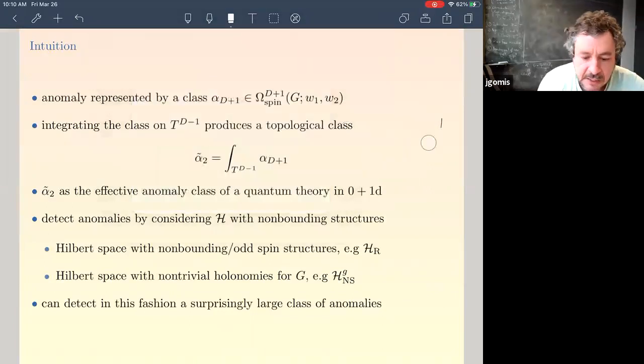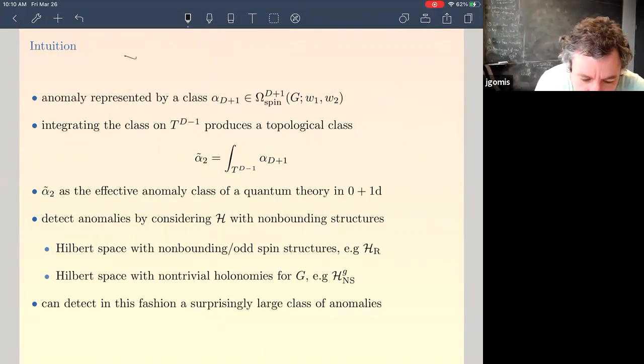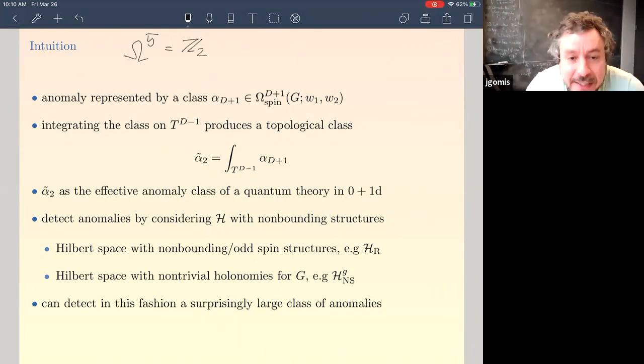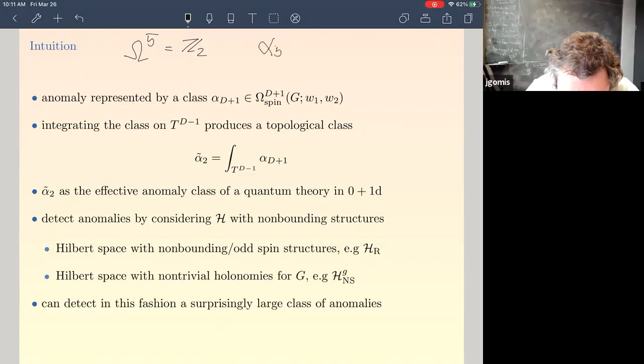So the Witten anomaly is an anomaly that can happen in systems in 3+1 dimensions that have an SU(2) symmetry. Now, it's known, so it's classified by a certain cobordism group in 5 dimensions, which actually happens to be a Z2. You can write down very concretely what this cobordism class is, the analog of the anomaly polynomial for this class. Let me call it alpha, I guess. I call it alpha 5.